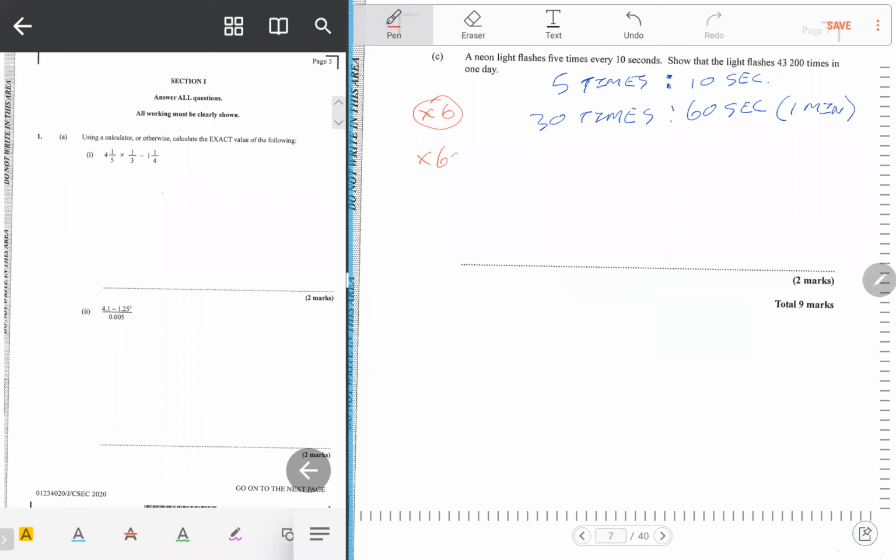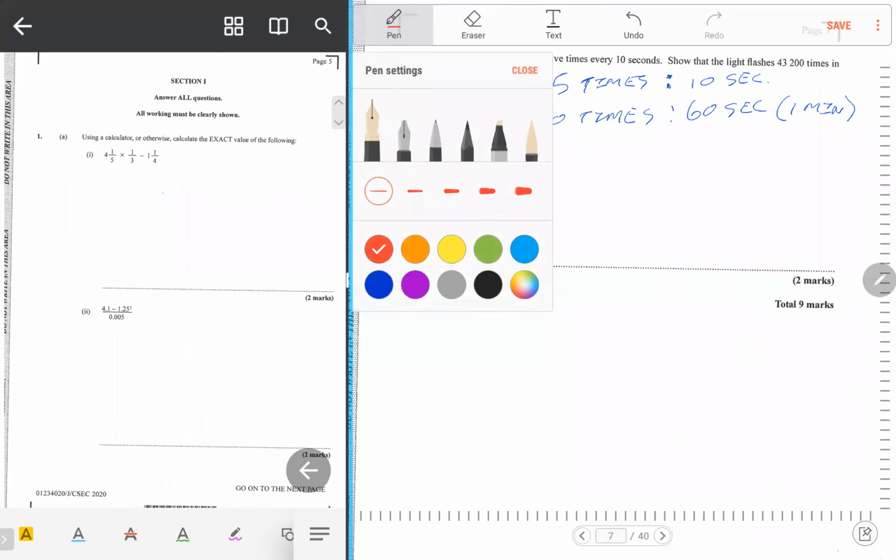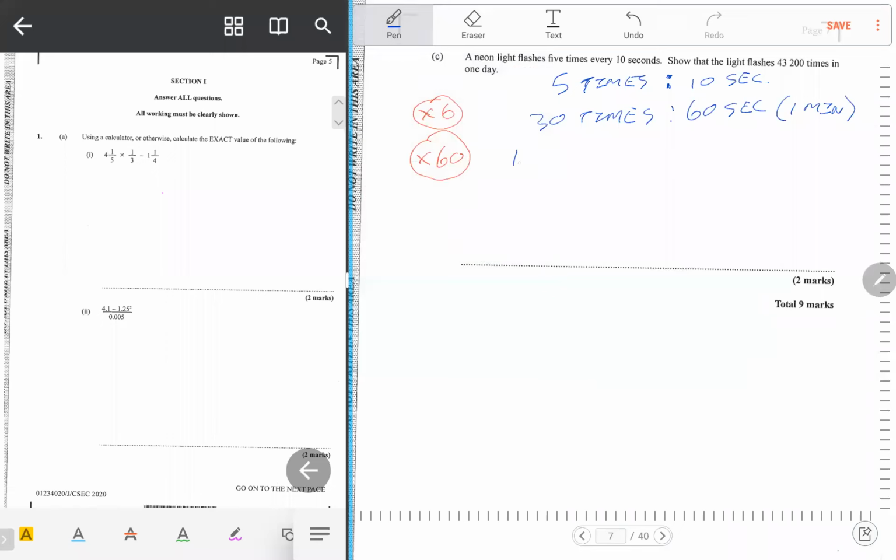Multiply now by 60. We're going to get what? 1,800. 1,800 times in 60 minutes. And the 60 minutes is really 1 hour, isn't it? Yeah. And the 24 hours make a day, that's all.